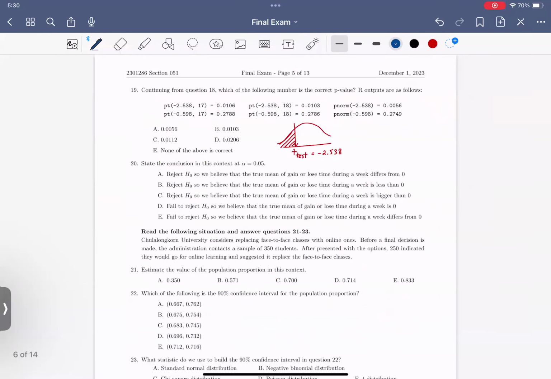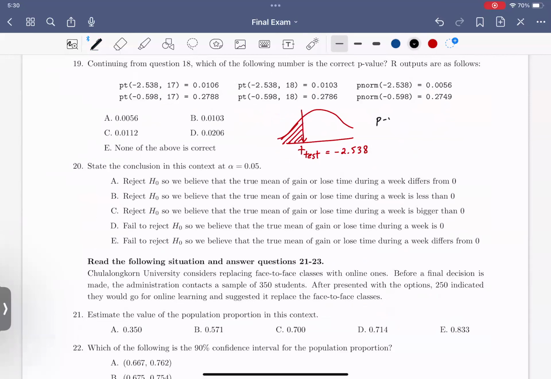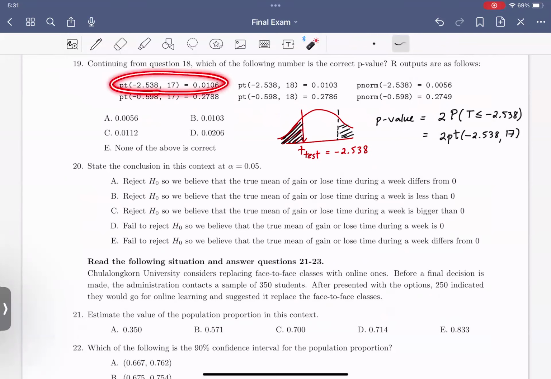So when you do the p-value for this question, it's going to be 2 times the probability of the statistic t less than minus 2.538. So basically, you get the area on one tail, and then you multiply by 2 to get the other tail. This is because you do the two-sided test, okay? So that means you need 2 times pt of minus 2.538, and the degrees of freedom is 17 for this question because you have 18 as a sample size. So this is the number you're looking for.